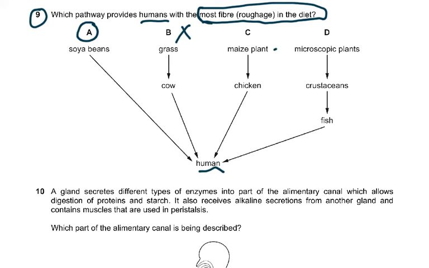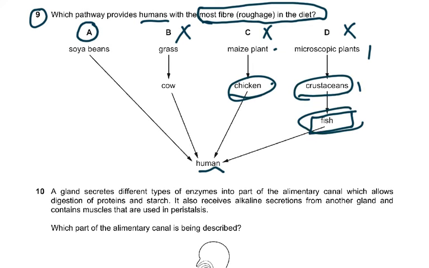Then the maize plant and the chicken, then we're eating chicken drumsticks, or chicken wings. Then microscopic plants and fish, and we are having fried fish, fish and chips. Of course, we didn't have the chips with it. If we had chips with it, then of course we would have a lot of fiber. But because we are having fish, so basically chicken, crustaceans, fish, cow, these are all animal matter, and this would not have any fiber in them.